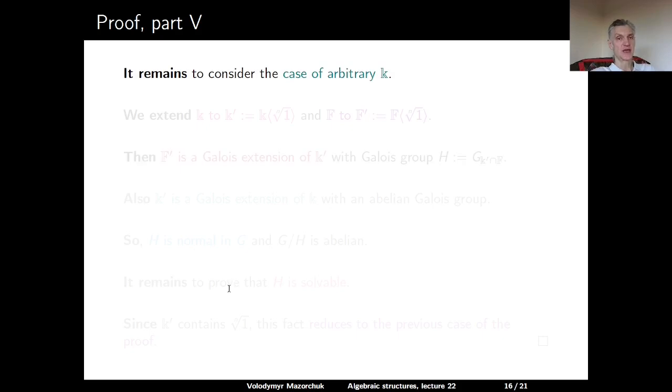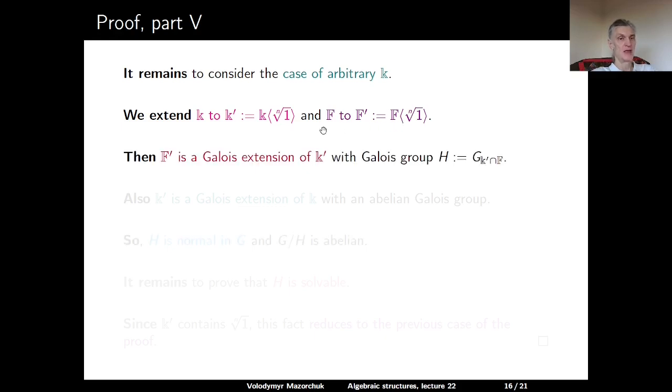It remains to consider the case of an arbitrary field K. So we extend the field K to K prime by adjoining to our field K a primitive nth root of unity, and then we extend F to F prime by adjoining to F the same primitive nth root of unity. Then F prime is a Galois extension of K prime, whose Galois group is the subgroup of G consisting of all elements that fix K prime intersection with F. And also K prime is a Galois extension of K with an abelian Galois group.